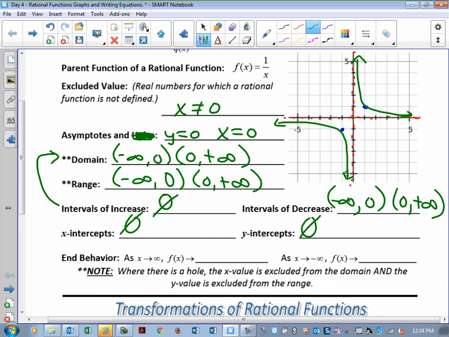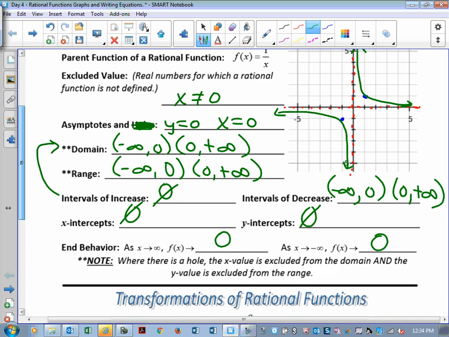All right, and end behavior. As x approaches positive infinity, y approaches 0. As x approaches negative infinity, y approaches 0. Listen to me carefully. Your end behaviors are always going to approach your horizontal asymptote. Always going to approach your horizontal asymptote. Those are your end behaviors. Don't quote me wrong later, because I'll get you on it. End behaviors always approach your horizontal asymptote.